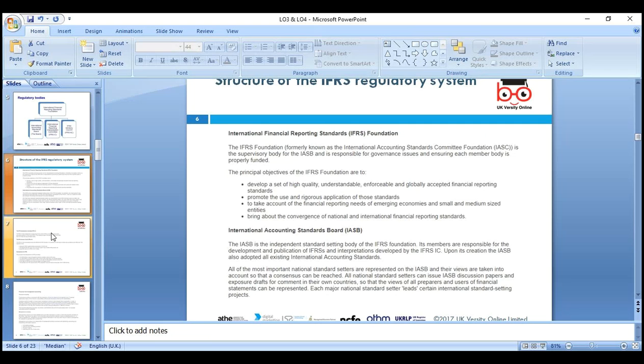The principal objective of the IFRS Foundation is to develop a set of high quality, understandable, enforceable, globally acceptable financial reporting standards, and to promote the use and rigorous application of those standards. Take, for example, IFRS 16, recently released, under which leases should be reflected in the financial statements, whether a finance lease or an operating lease.